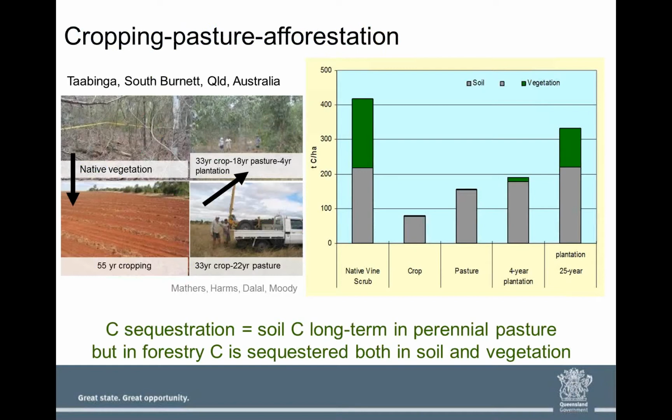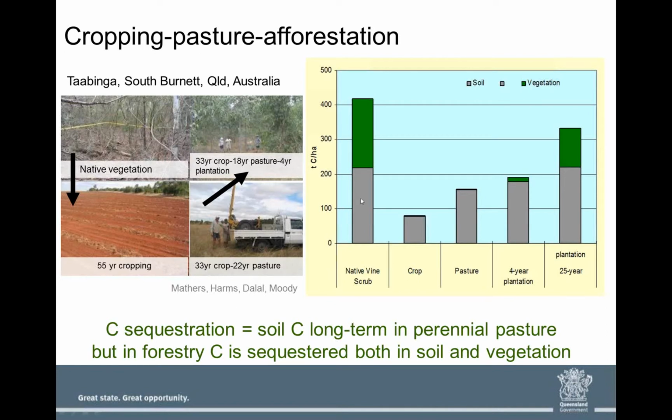Now, I'll give the basic idea of what changes can take place if you have land use change. This is an example from, I think, Kingaroy, South Burnett area, but that could be anywhere in cropping lands. So this area was cropped for 55 years, and the next area, after cropping for some time, was put under pasture: 33 years of cropping, then pasture for 22 years. And the third option was that from this pasture they put in plantations, hardwood plantation.